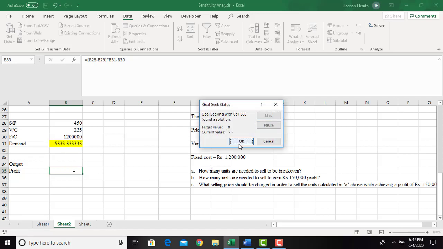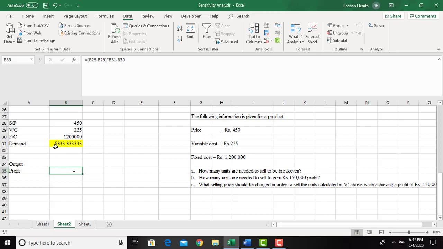It says that when you sell roughly 5333.33 units, so we call it 5333 units. When you sell 5333 units, you would be making no profit or no loss. So that is the break even. So that must be the answer for part A.